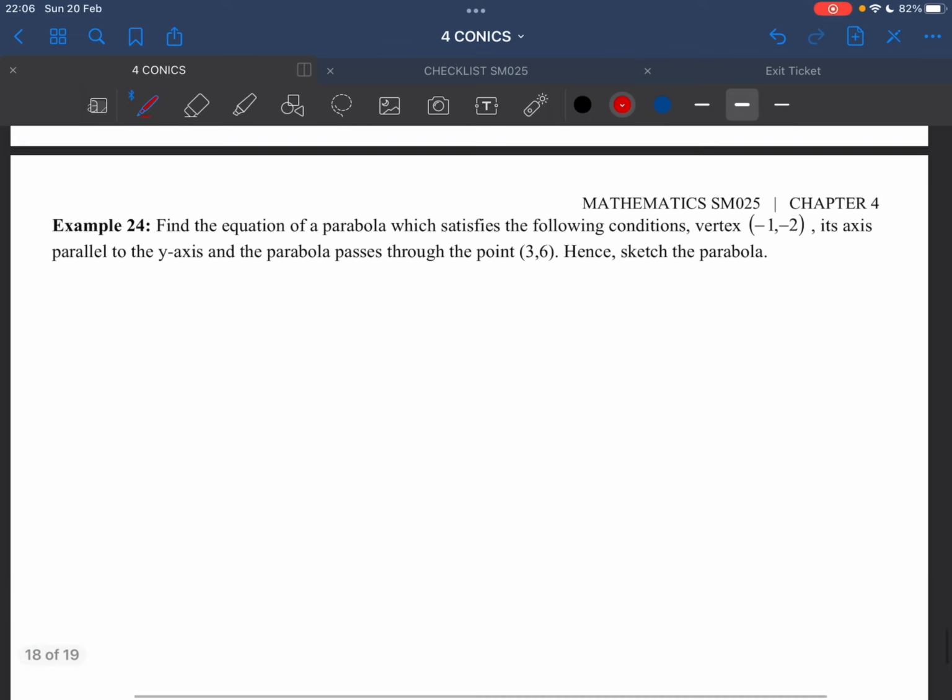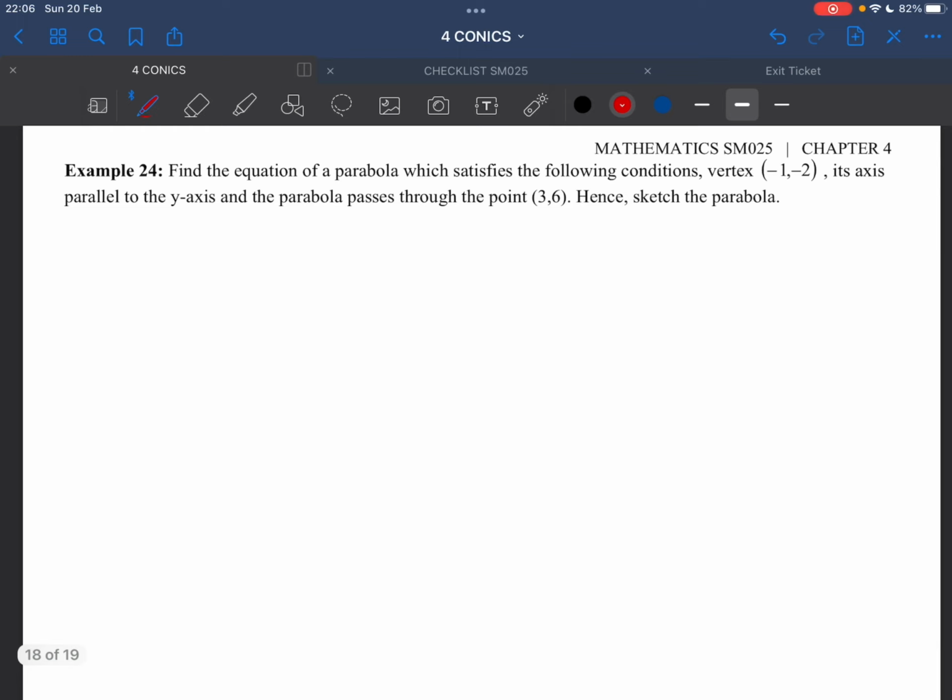Okay, so now let's go to the last part for parabola and for chapter 4. So here we have a problem solution. Find the equation of a parabola. So instead of them giving us the equation, this question asks us to find the equation of the parabola which satisfies the following conditions. So we have the vertex, and the axis is parallel to the y-axis. Okay, so the axis of symmetry is parallel to the y-axis.